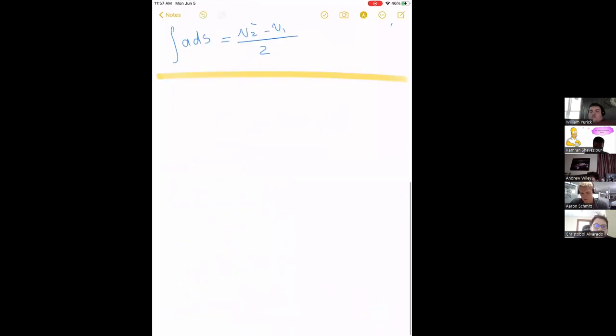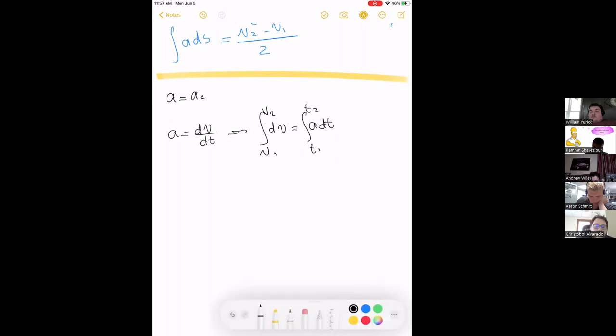Now we are talking about constant acceleration, right? So A is Ac. You remember we defined A as dv over dt, right? So I can write this as dv equals a dt and then integrate it, for example, from v1 to v2 and from t1 to t2. Sometimes you start from zero, but I'm going to keep it general. Now, if the acceleration is constant, this is going to be Ac, and the constant comes out of the integral.